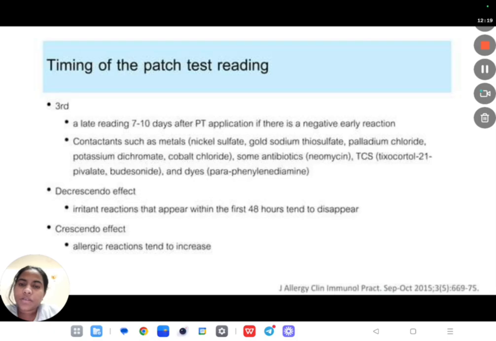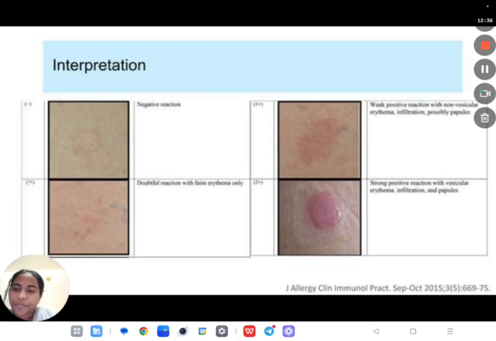A late reading is done 7 to 10 days after the patch test application, if there is a negative early reaction, for example with metals. Then the crescendo and decrescendo effect is there.